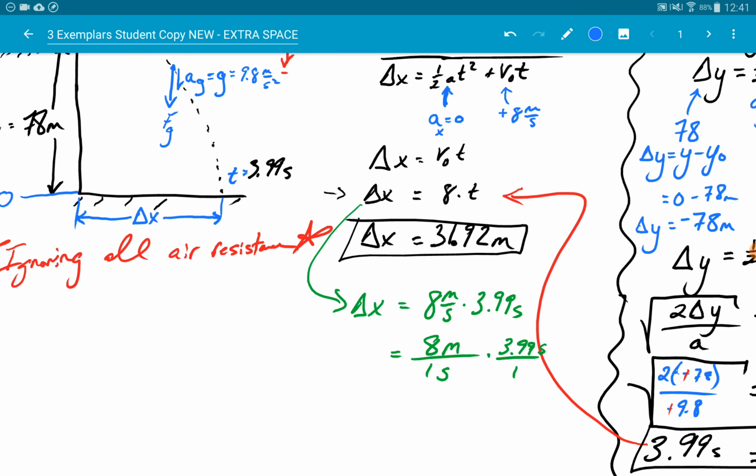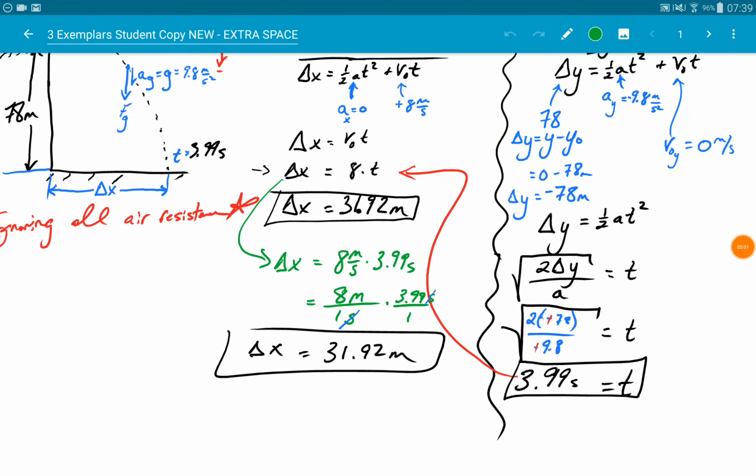Now, when I look at this, I ask, what happens to the units? I'm multiplying fractions. Remember, when you multiply fractions, you go straight across. Do not cross multiply. When we multiply straight across, I recognize that I have seconds in the denominator and seconds in the numerator, so they cancel out, and I am just left with meters. So I do get 31.92 meters. And that's my delta X.